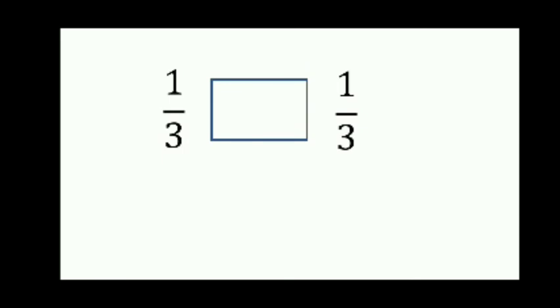1 upon 3 and 1 upon 3. Which is a bigger fraction or a smaller fraction? Yes, you're absolutely right. Both the fractions are the same. The numerators are the same and the denominators are the same. So, it is not a bigger fraction nor a smaller fraction. They both are equal. So we put the equal to sign.